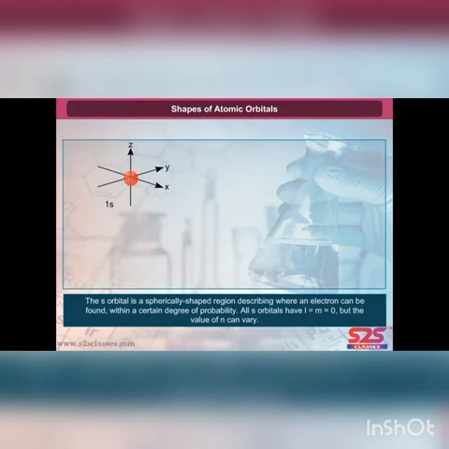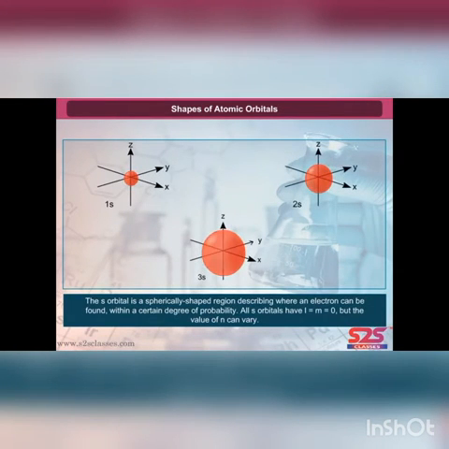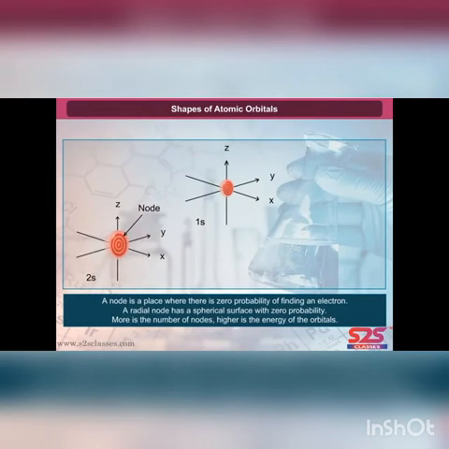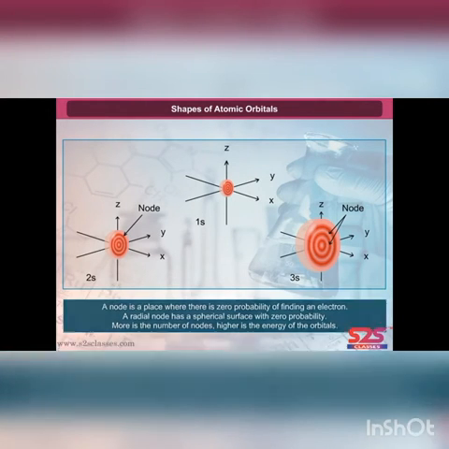The s orbital is a spherically shaped region describing where an electron can be found within a certain degree of probability. All s orbitals have l equal to ml equal to 0, but the value of n can vary. A node is a place where there is 0 probability of finding an electron. A radial node has a spherical surface with 0 probability. More is the number of nodes, higher is the energy of the orbitals.